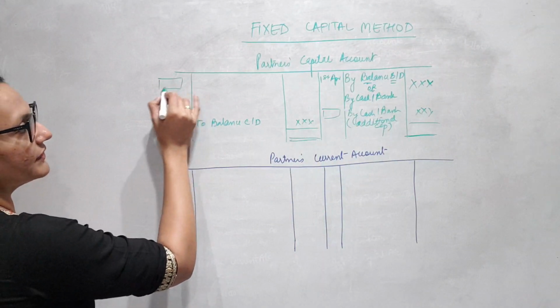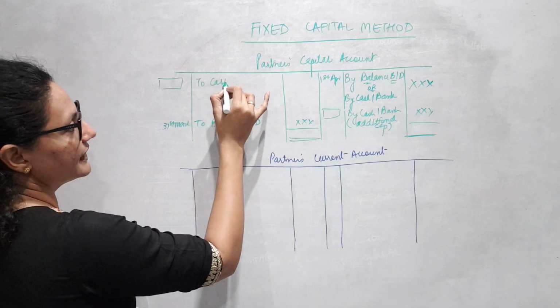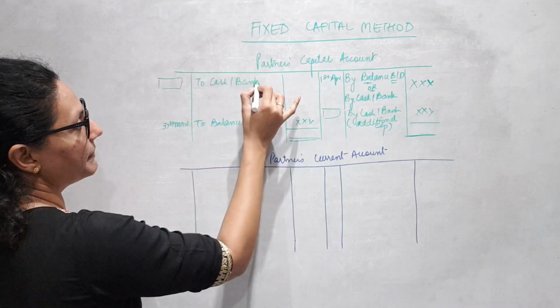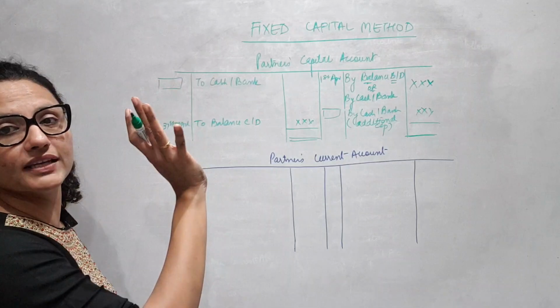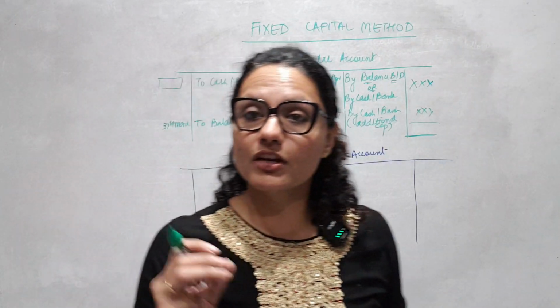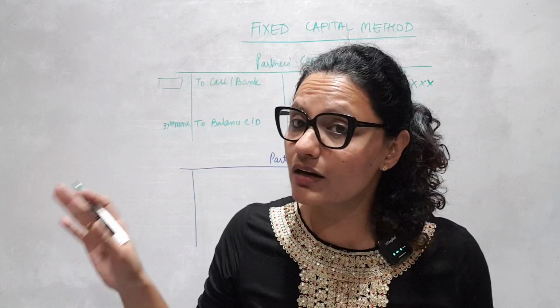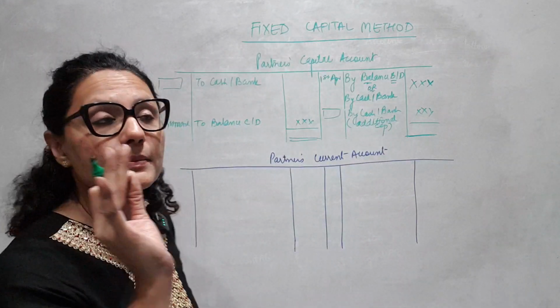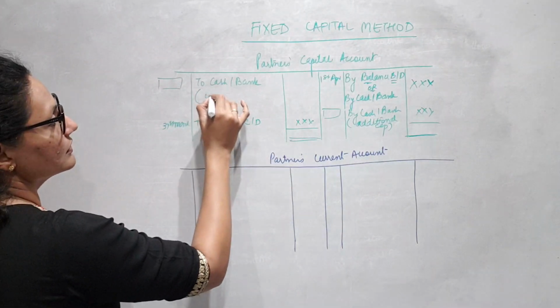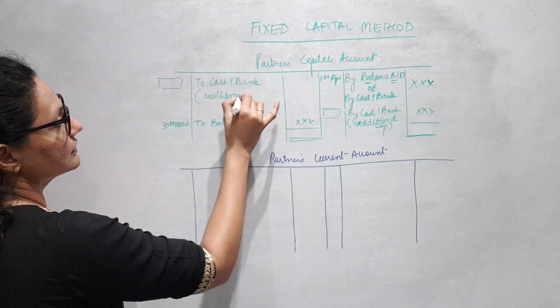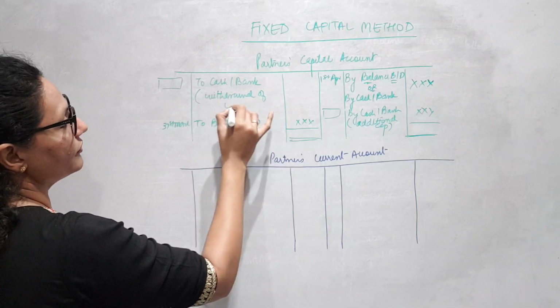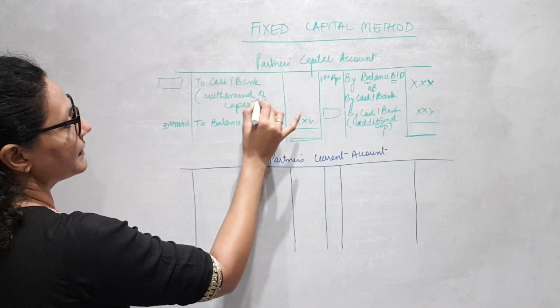Or if he is withdrawing, then you will write here to cash or bank. Please do not write here drawings. Drawings comes into picture for regular drawings, and we are not talking about regular drawings. We are talking about permanent withdrawal. So please write here also withdrawal of capital.